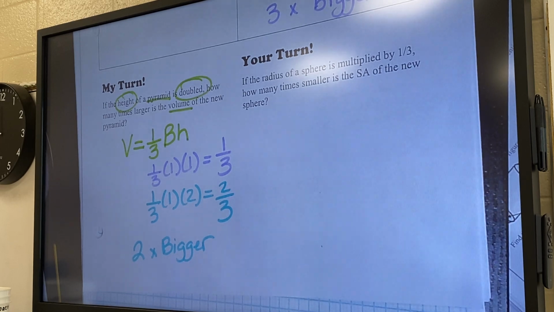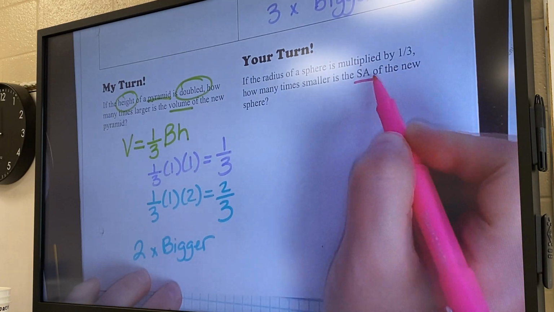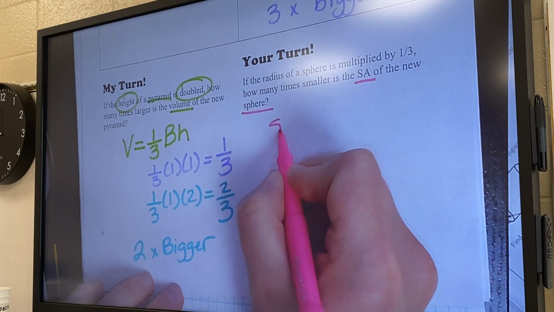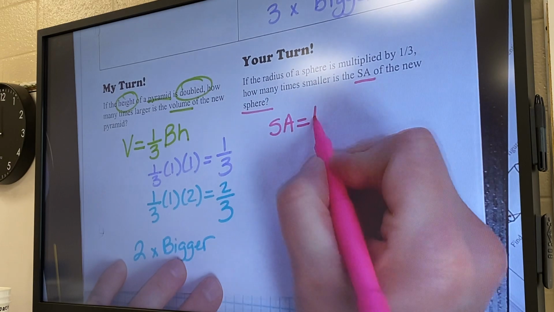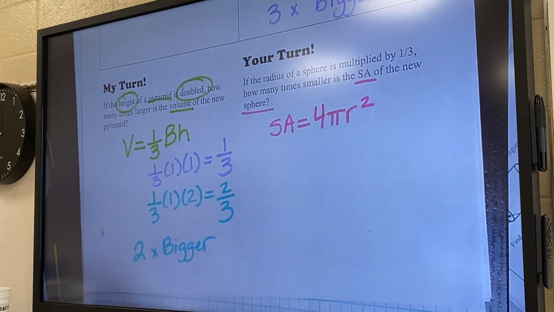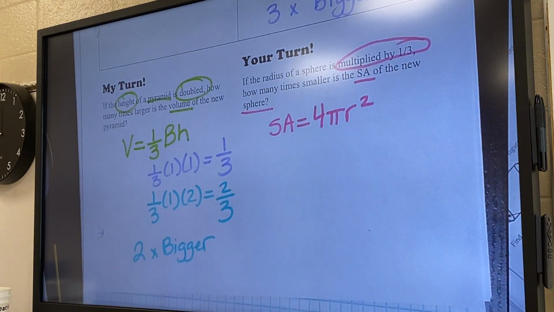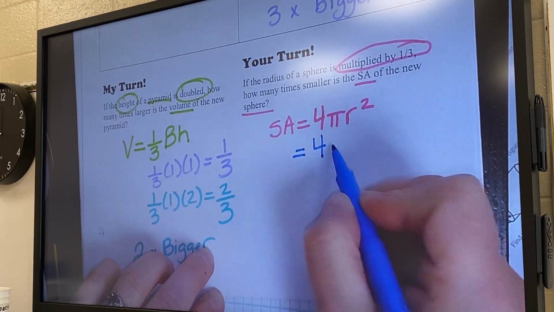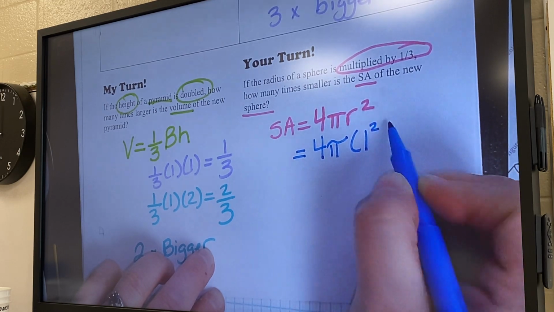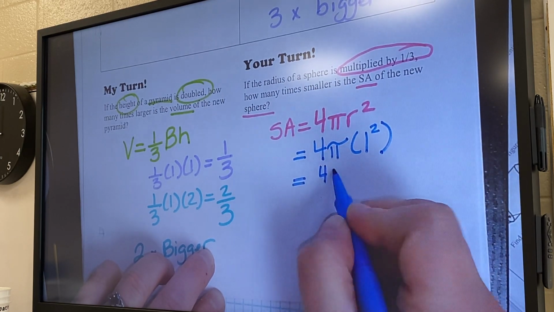All right, the next one is talking about the surface area of a sphere. So what is the formula for the surface area of a whole sphere? 4 pi r squared. Very good. The radius is going to be multiplied by 1/3. So the first time we're just going to plug in a 1 for the radius. And you guys, I just leave pi alone. I do not do the decimal for pi. So if you plug in a 1, that would be 4 pi times 1 squared. So 4 pi. Very good.